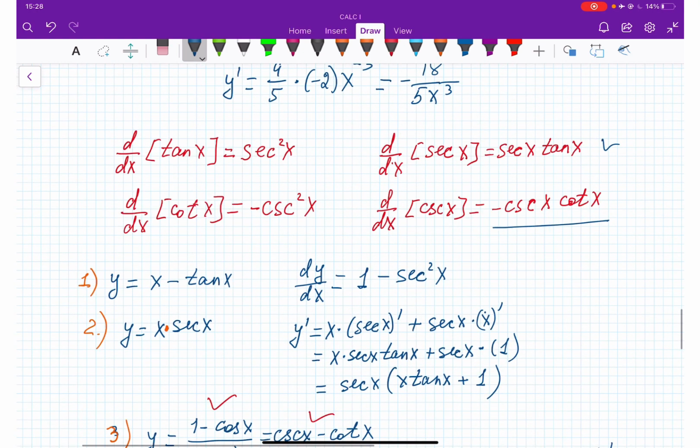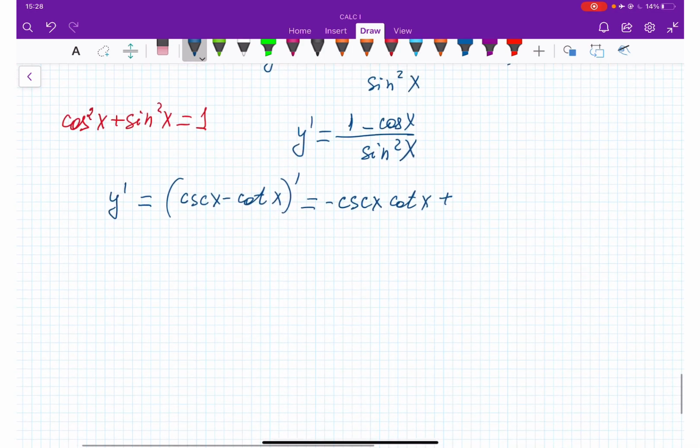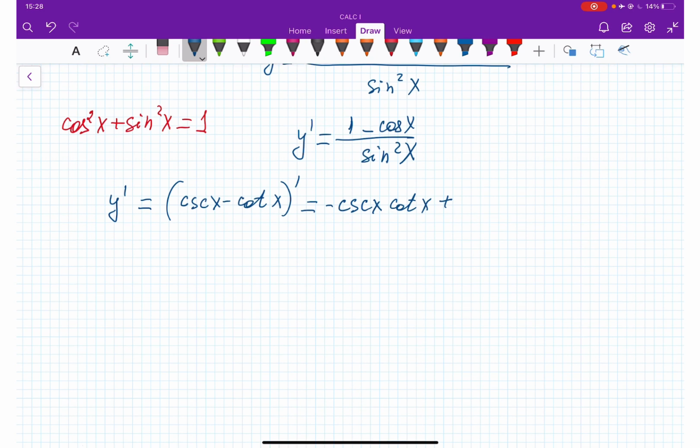Here we have cosecant square x. Therefore, it's going to be equal plus cosecant square x. All right, so look what we got for 1 minus cosine x over sine x. We got this as a derivative, and for the right side of the equation, which is cosecant minus cotangent, we got this as a derivative. Now let's see if they are equal to each other.